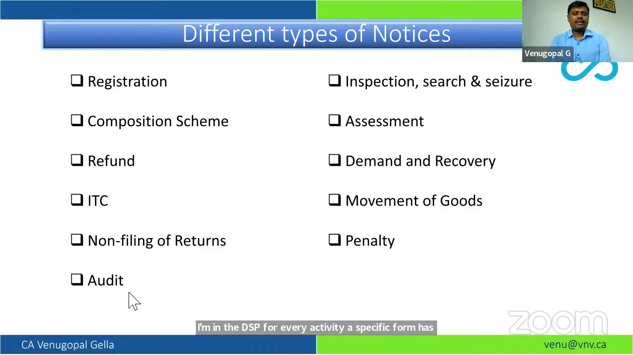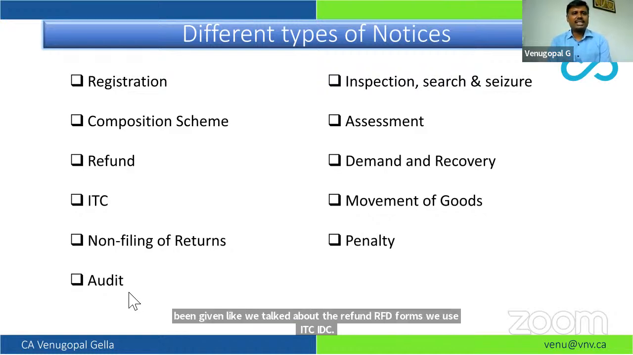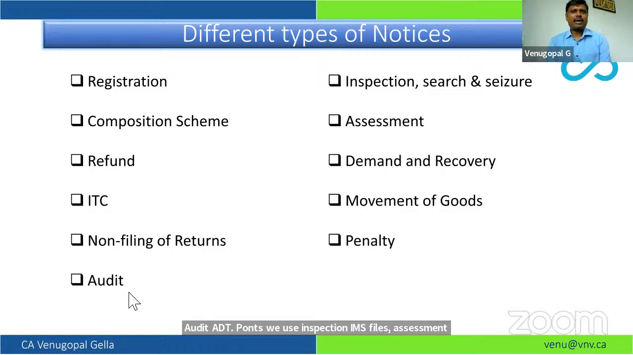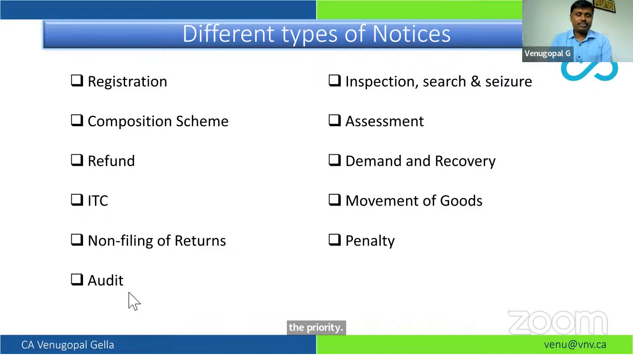Like we talk about refund, RFD forms we use; ITC forms; audit, ADT forms; inspection, INS forms; assessment, ASMT forms; demand, DRC; movement of the goods, MOV forms. Right? These are the forms that have been specifically mentioned. So be aware of what type of form it is, what my response should be, and what the priority is: is it critical, not critical, very important.